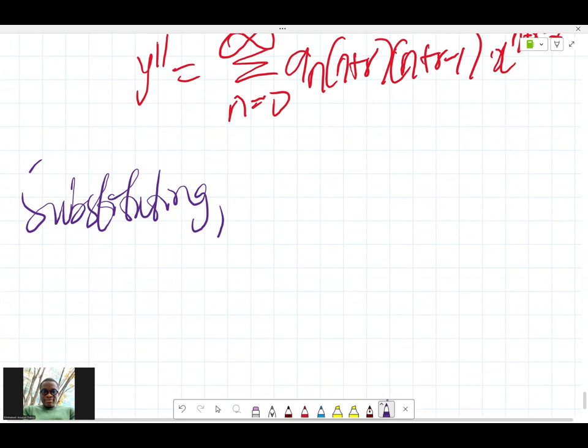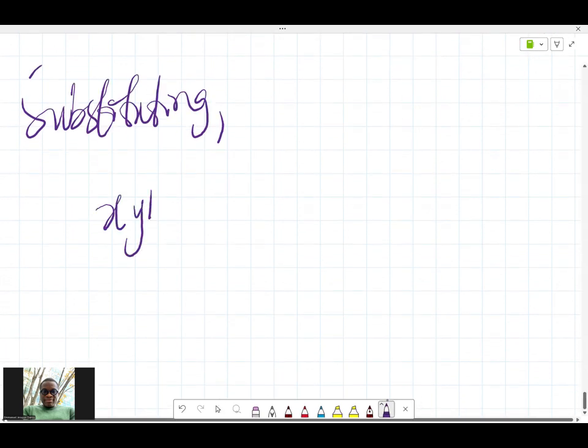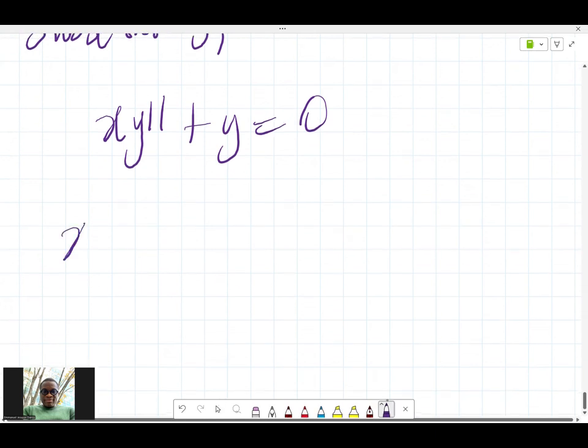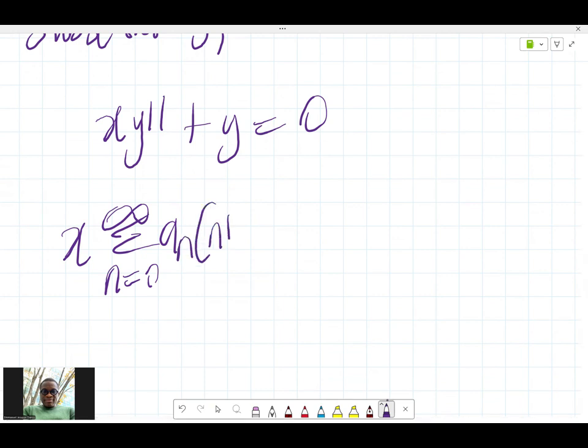Then we substitute. We started with xy'' plus y equals 0. So that means x times summation from n equals 0 to infinity of a_n times n plus r times n plus r minus 1, then x raised to power n plus r minus 2.